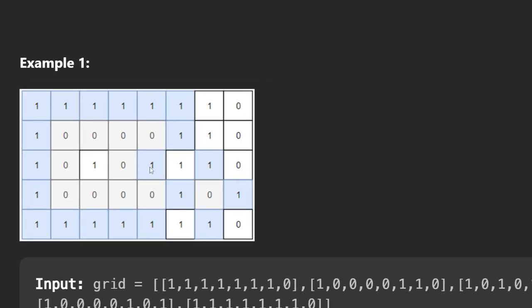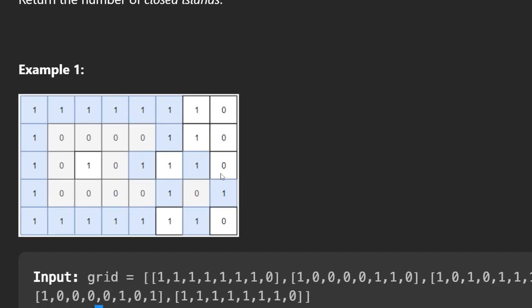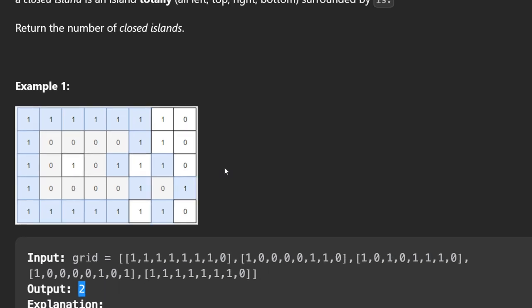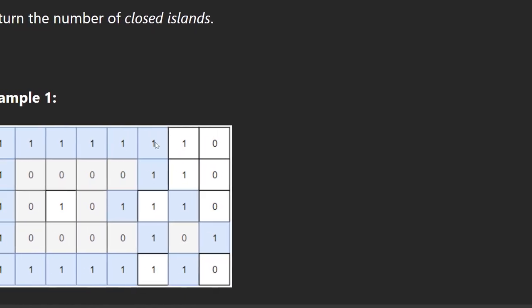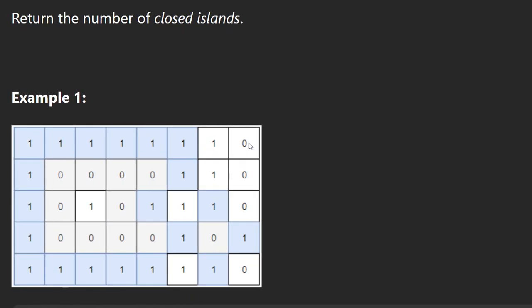Now you will ask me why we are not considering this particular column as a closed island. Because they have clearly mentioned it should be surrounded by ones. If some land is along the edge, along the boundary of the grid, then it cannot be considered a closed island because it's not surrounded by water. It should be surrounded by water within the grid.